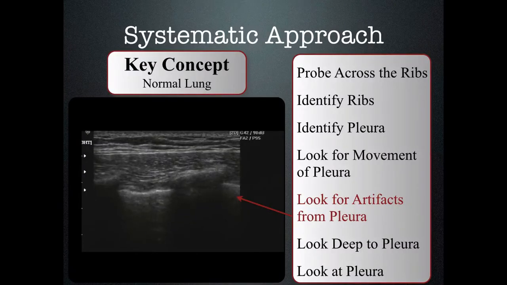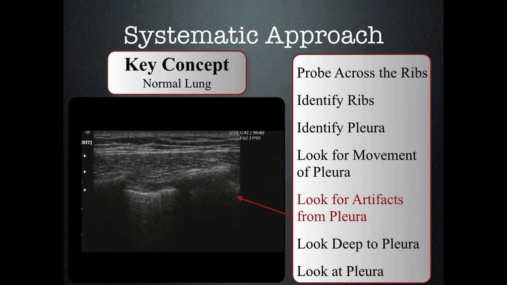As we talked about before, we use a systematic approach. We place our probe across the ribs, we identify the ribs, then we identify the pleura. Once we've identified the pleura, we look for movement of the pleura. Once we've identified the movement, then we look for artifacts arising from the pleura.